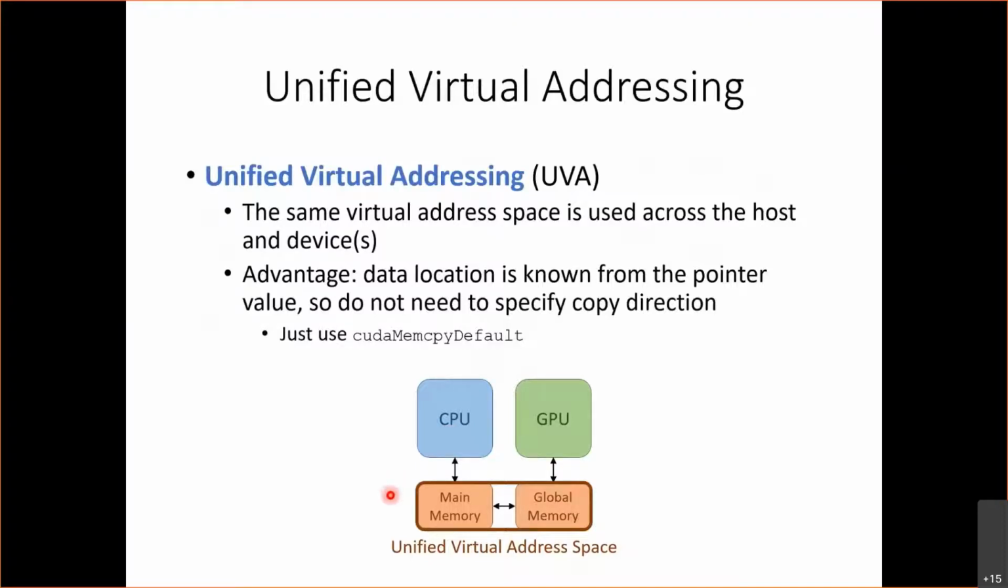So this is the advantage of having a unified virtual address space across CPU and GPU, where the main memory of the CPU uses a certain address range in the virtual address space, and then the device memory in the GPU uses a separate address range in the virtual address space. Okay? Is it clear to everyone? Any questions?